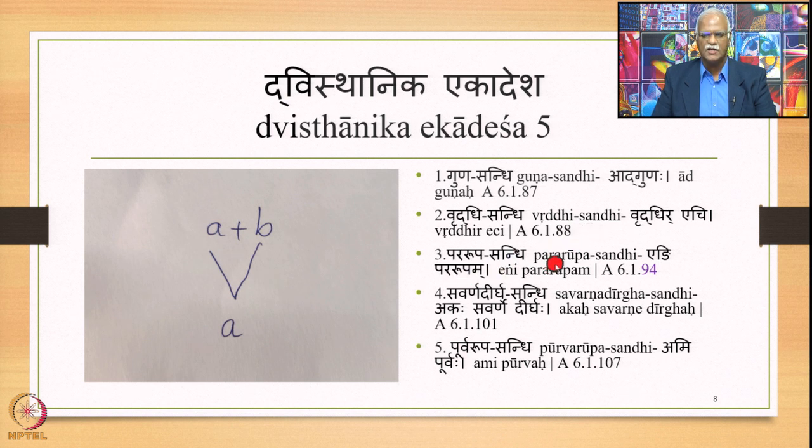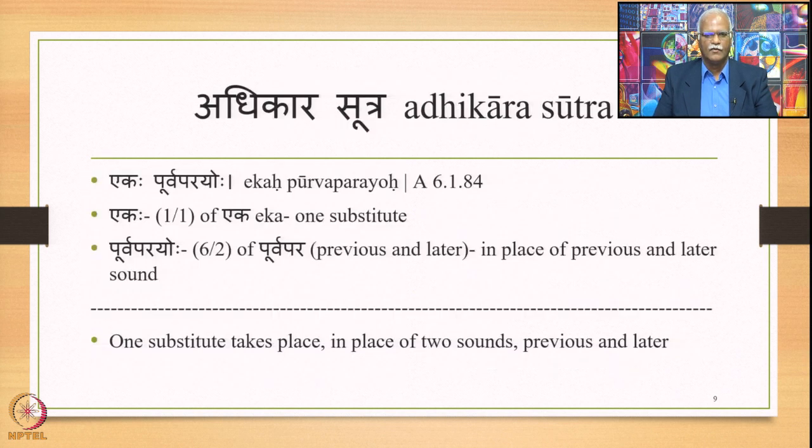Then Pararupa sandhi is primarily stated by Engi Pararupam 6.1.94. Then Savarna dirgha sandhi is stated by the sutra Akasavarne dirghaha 6.1.101. And finally, the Purvarupa sandhi is stated by the sutra Ami Purvaha onwards, 6.1.107 onwards. The Dvisthanika Ekadesha is governed by the Adhikara Sutra Ekah Purvaparayoho, which means one substitute takes place in place of two sounds, namely previous and latter.